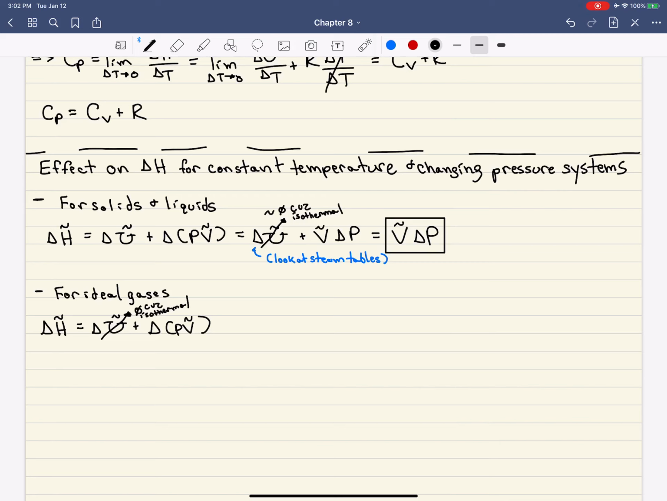And similar to what we did in the last video, because we're dealing with an ideal gas, we're going to say PV squiggly is equal to RT. And so our delta H is going to be equal to delta RT, but since R is a constant, we can pull it out, and we have delta H is equal to R delta T. But of course, we're dealing with a constant temperature, so our delta T is equal to 0, because we're dealing with an isothermal system.